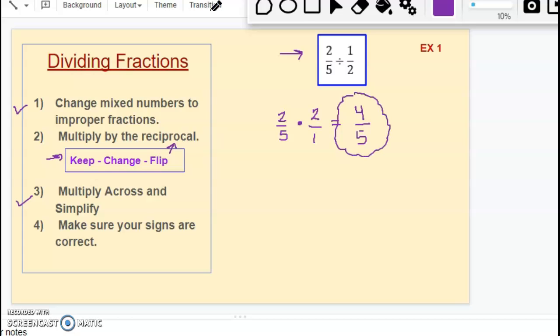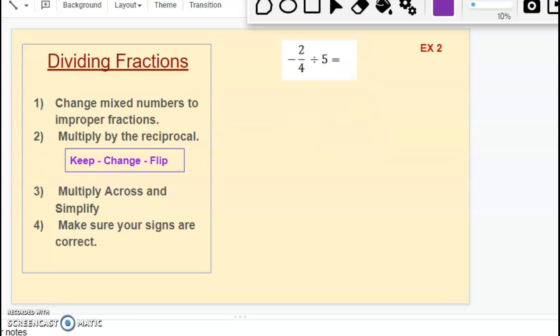Okay, so really it's the same as multiplication, but we just have to change the division problem to a multiplication problem. How do we do that? We keep the first fraction, we change division to multiplication, and we flip the second fraction. And keep in mind, you can only flip the second fraction, only the second one.